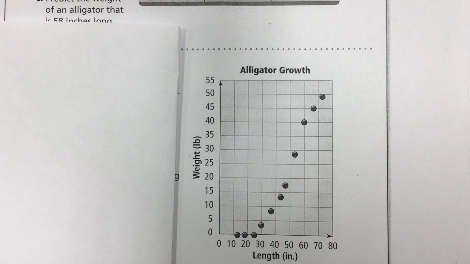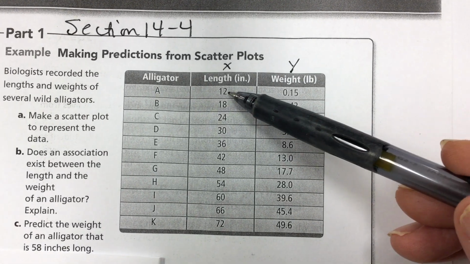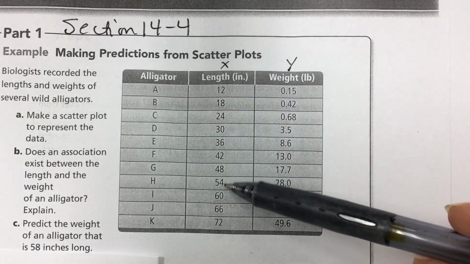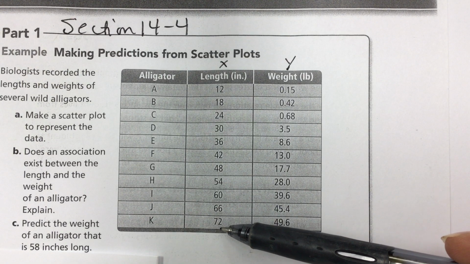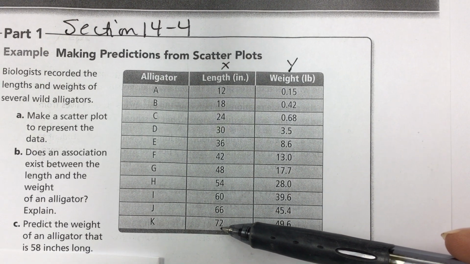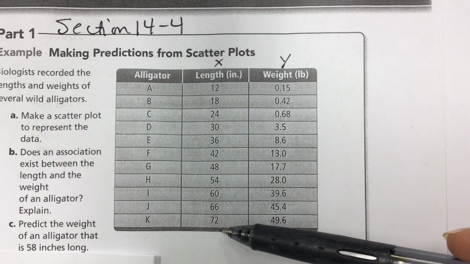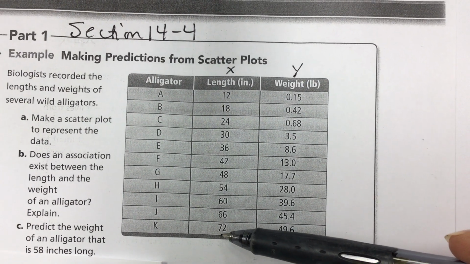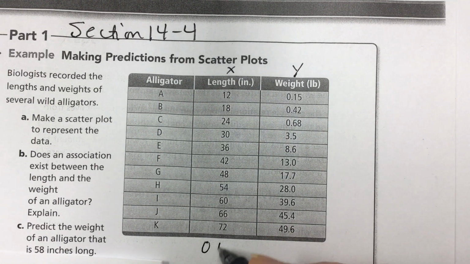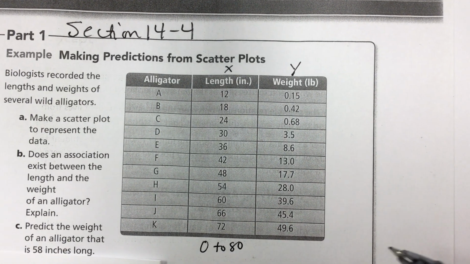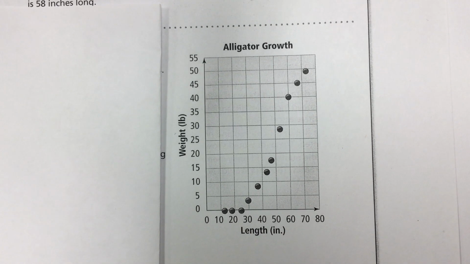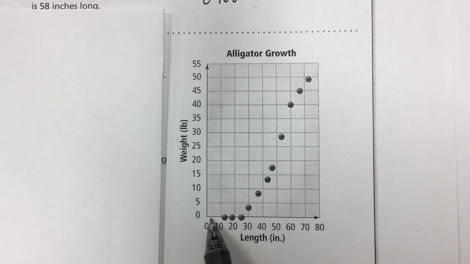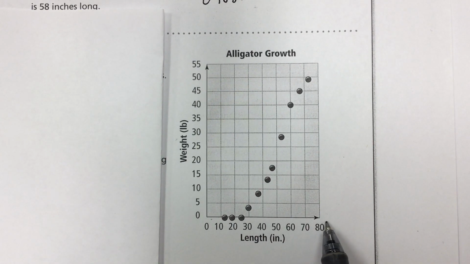Next, we see that the length ranged, if you go back to your data, from 12 all the way up to 72. So we did our x-axis from maybe 0 to 80. That would be our range. And then let's use increments of 10. 0 to 80, we used increments of 10.